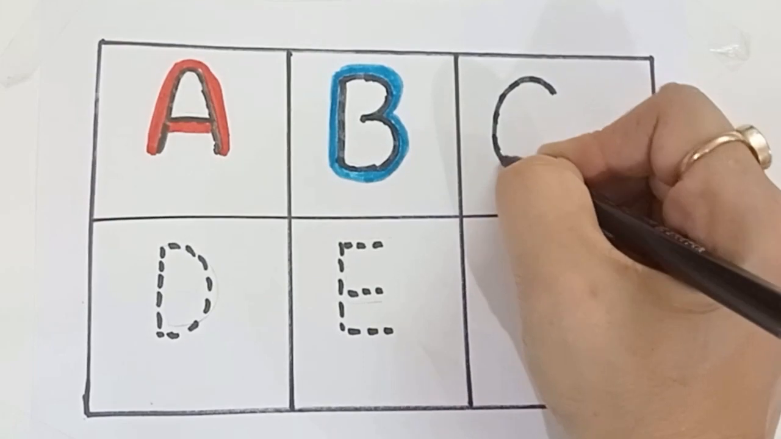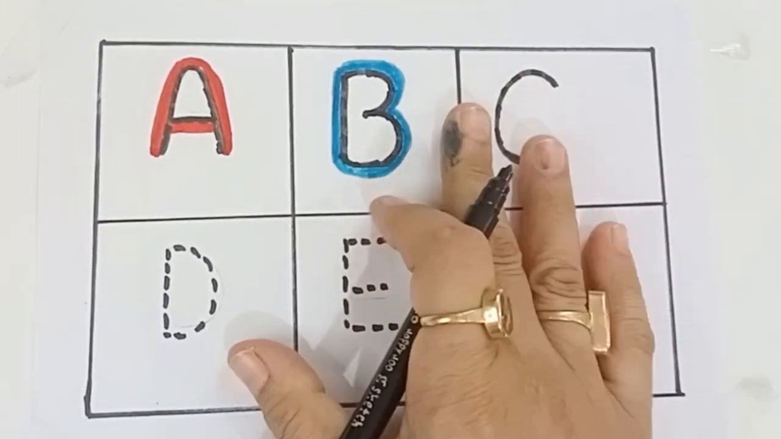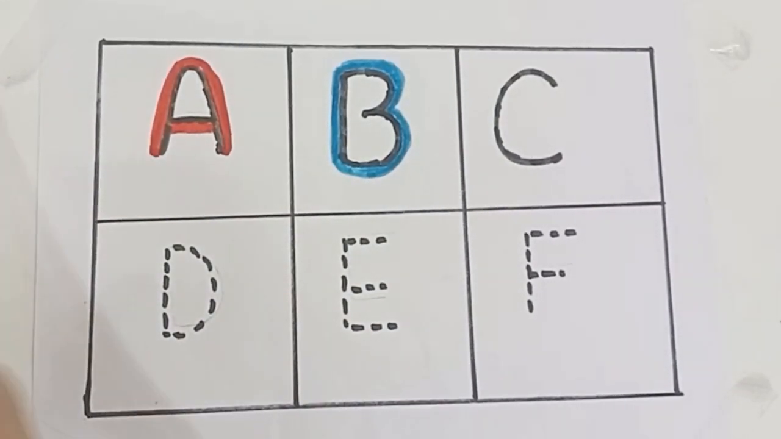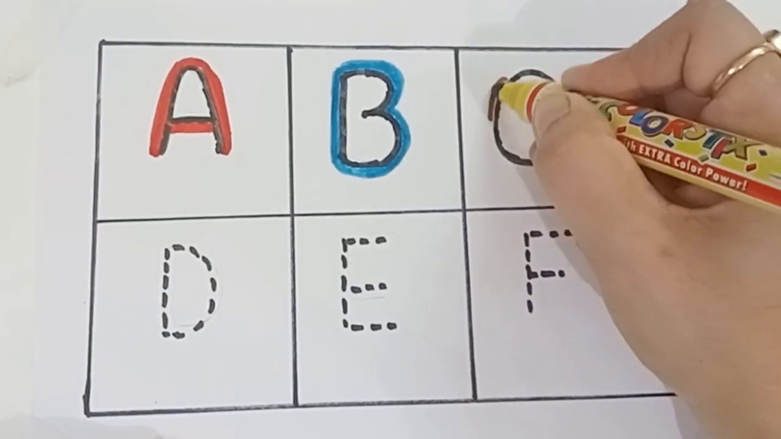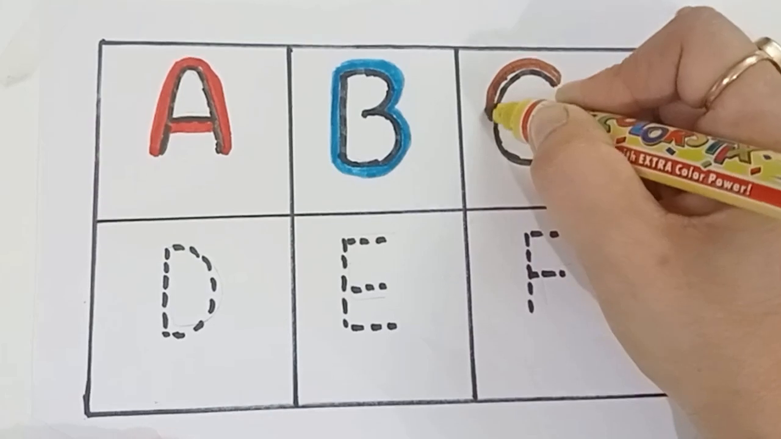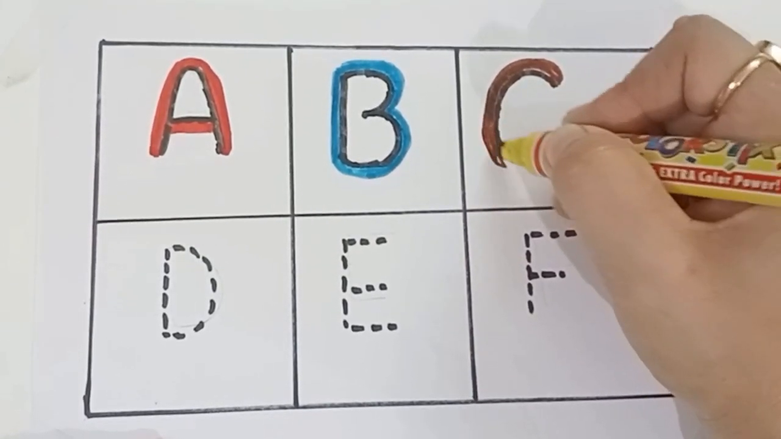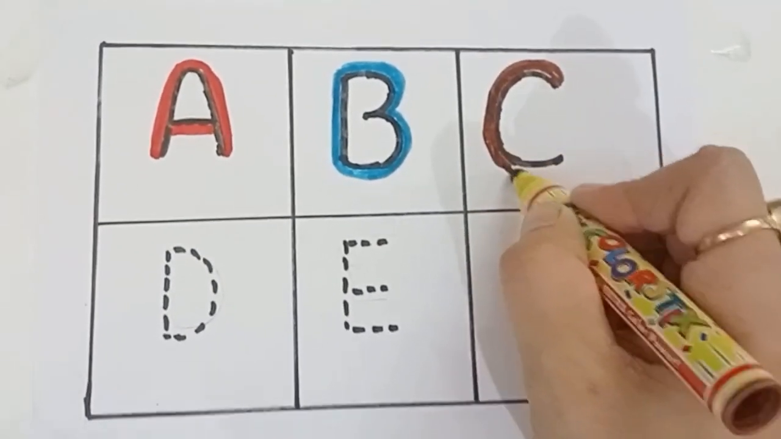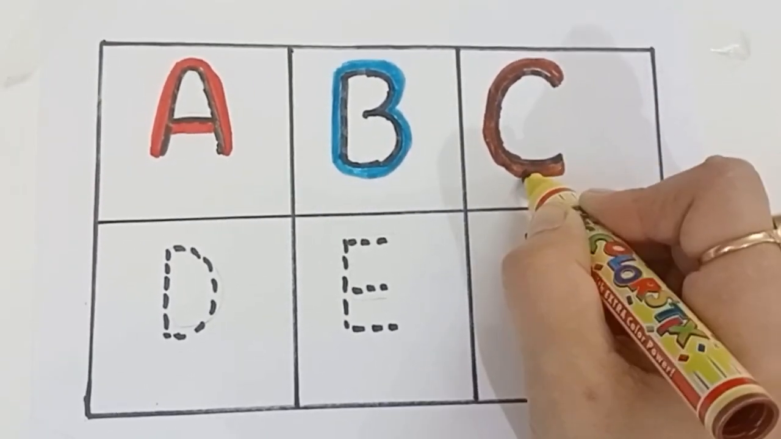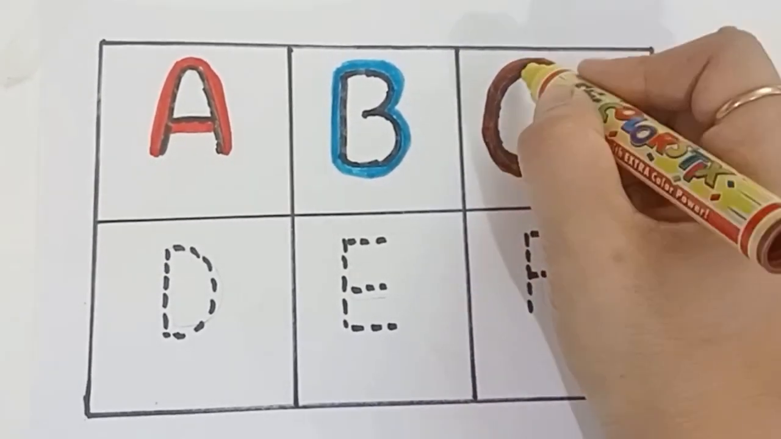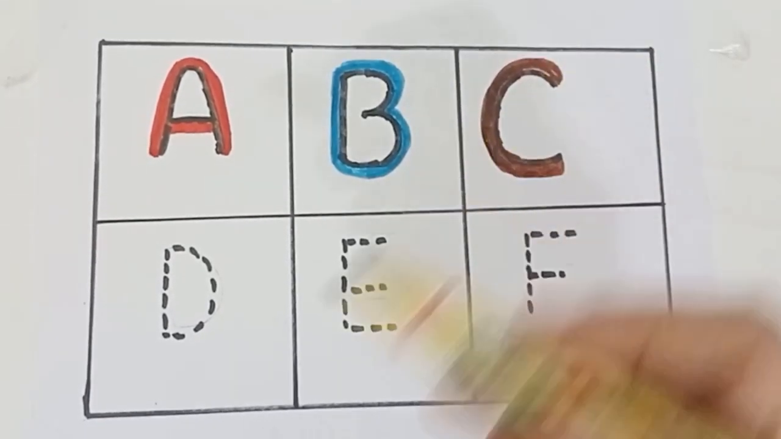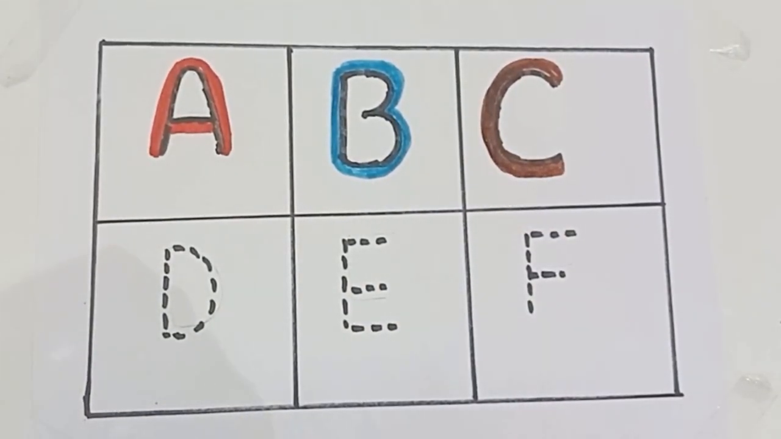C, C for cat. Dark brown color. C for cat. C for cat, dark brown color.